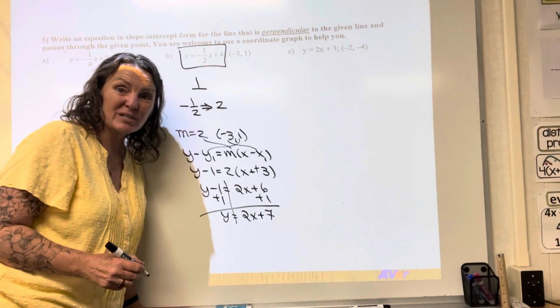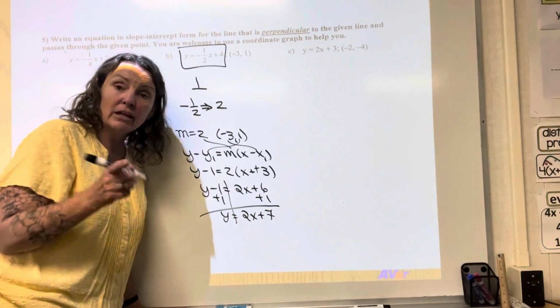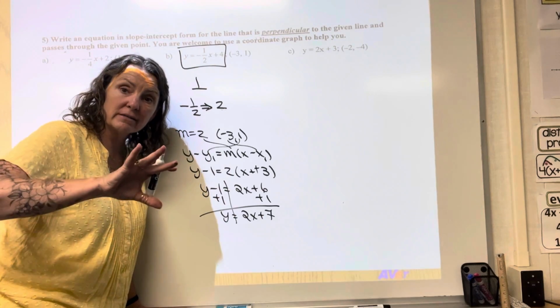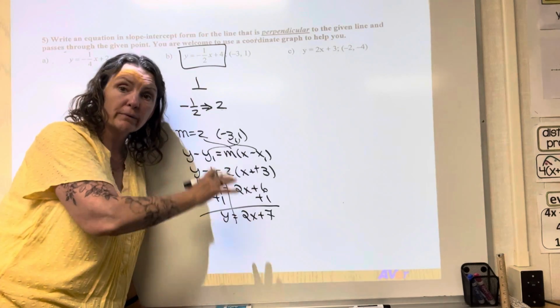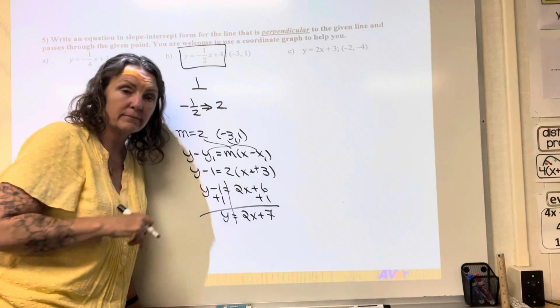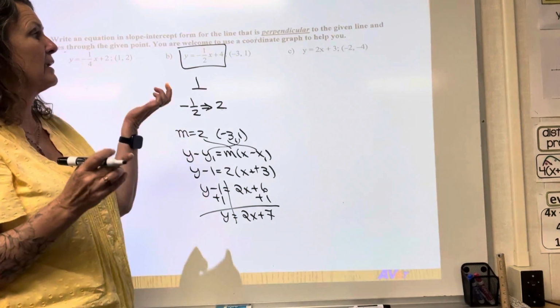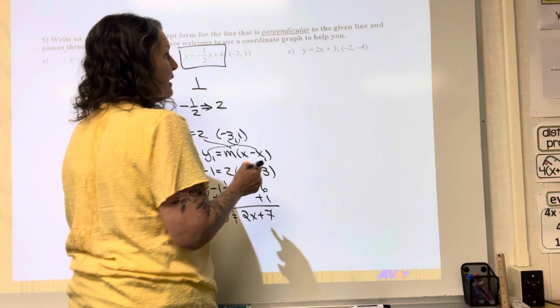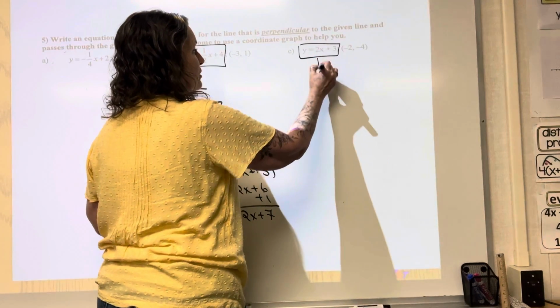Did you get the answer 2x plus 7? Nice. Now if you didn't, this is a great time to pause the video, stop, rewrite this part of your notes, okay, and correct it. And last but surely not least, we have another line. We have to find the perpendicular slope.